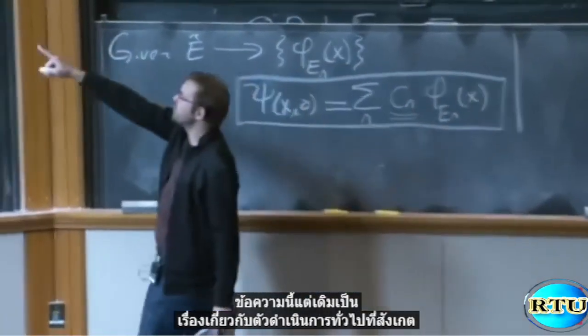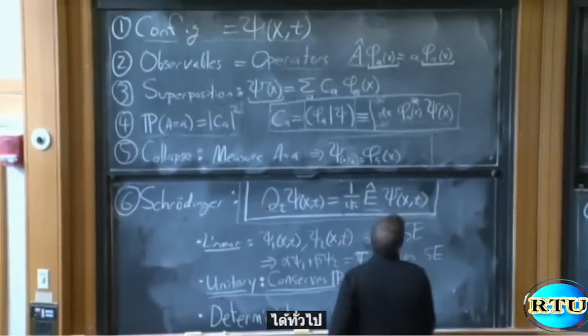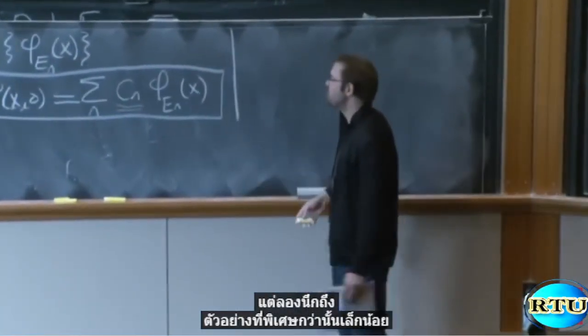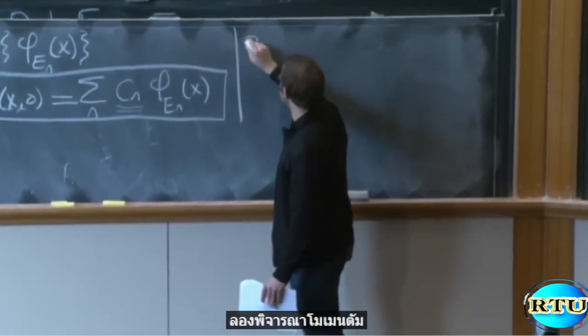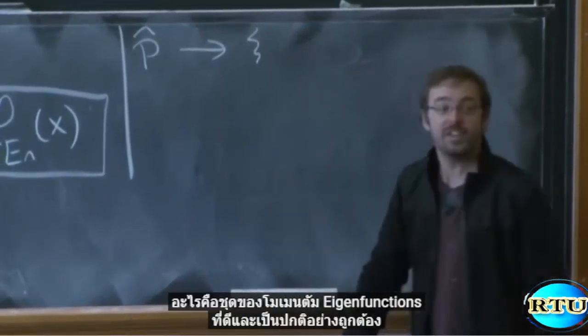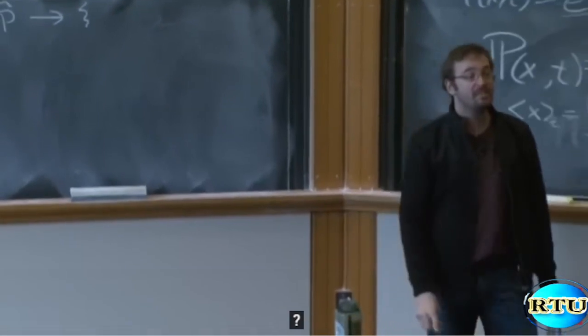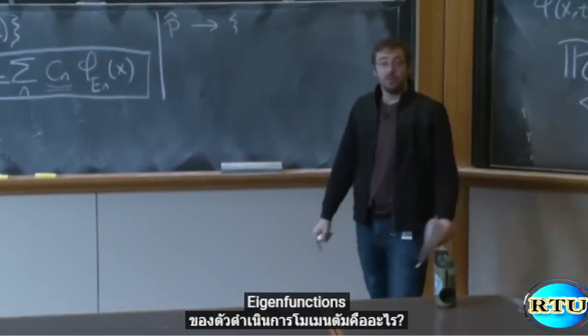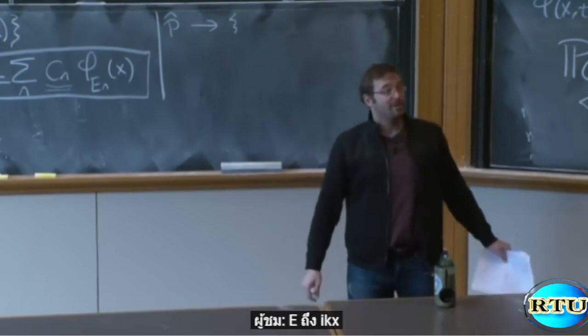This statement originally was about a general observable and a general operator. Here I'm talking about the energy. But let's think about a slightly more special, or a more familiar example. Let's consider the momentum. Given the momentum, we can find a set of eigenstates. What are the set of good, properly normalized eigenfunctions of the momentum operator?